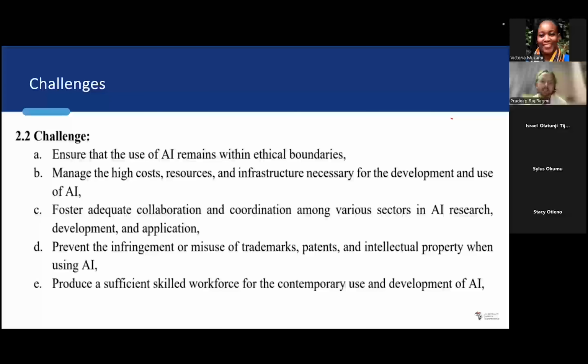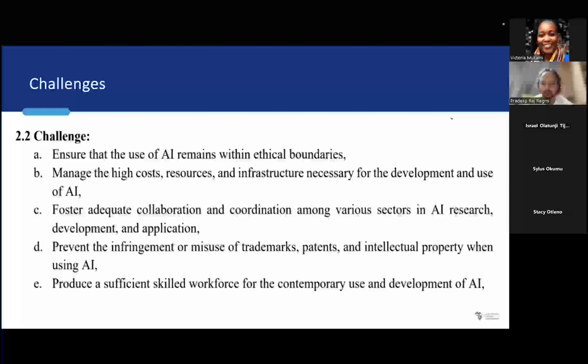And the challenge is that the use of AI should remain within ethical boundaries in LMICs, and the cost of AI is also quite difficult for LMICs to deploy in peripheral areas, and collaboration and coordination among various sectors is needed, which is a challenge. And a sufficient skilled workforce is also a challenge in our setup.